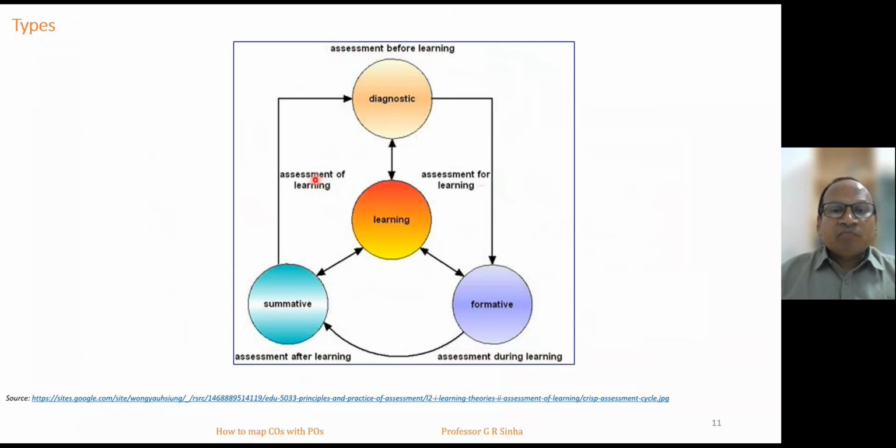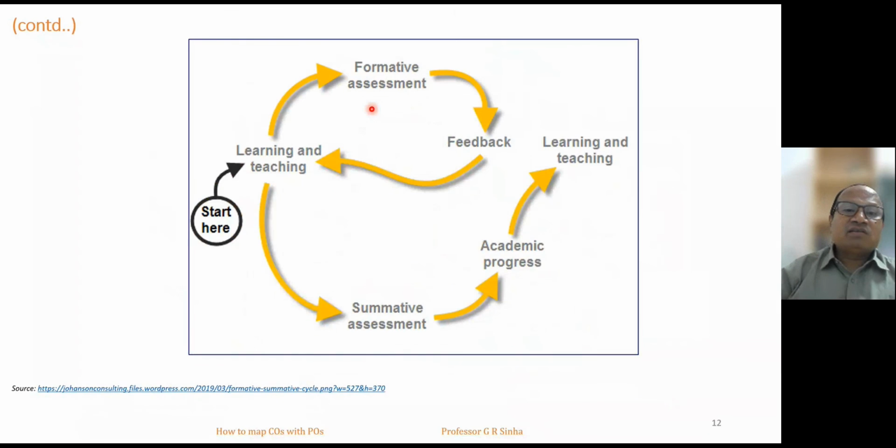So assessment of learning is this side. We are assessing the learning. Assessment for learning is this one, and this is your assessment after learning. So assessment for learning, assessment of learning, and assessment after learning, three are covered. And with these three, summative, formative, and diagnostic assessment types are discussed.